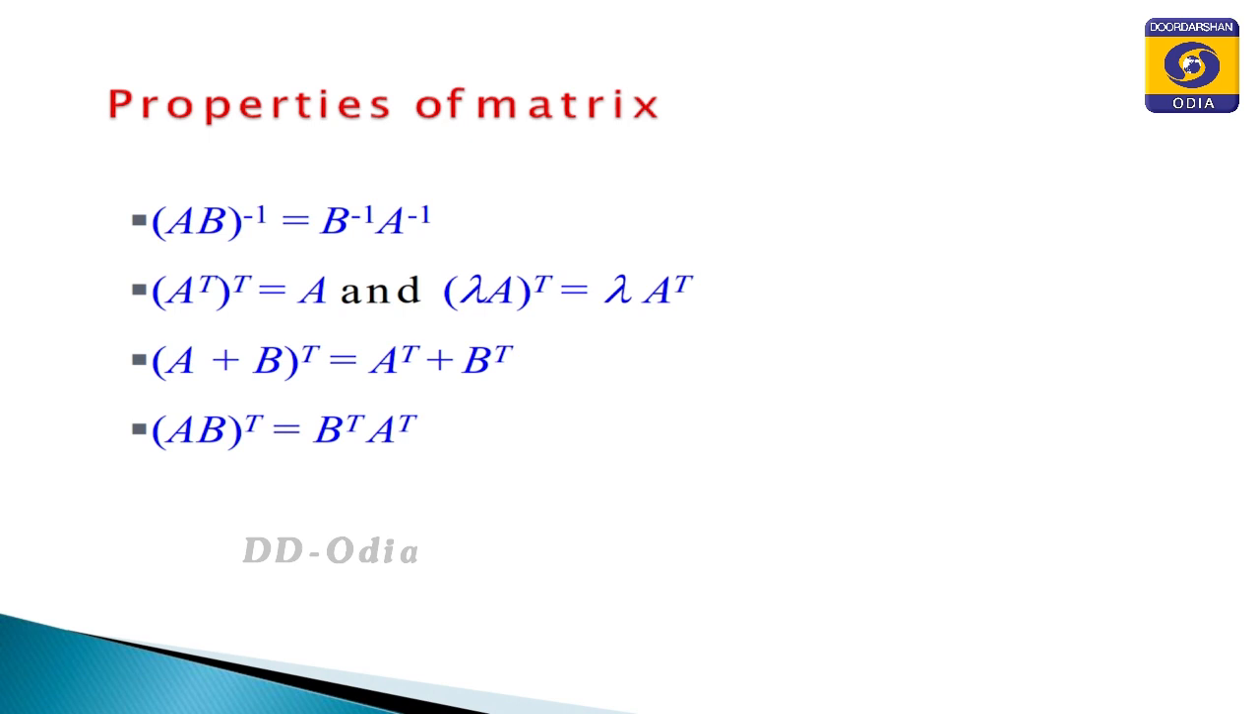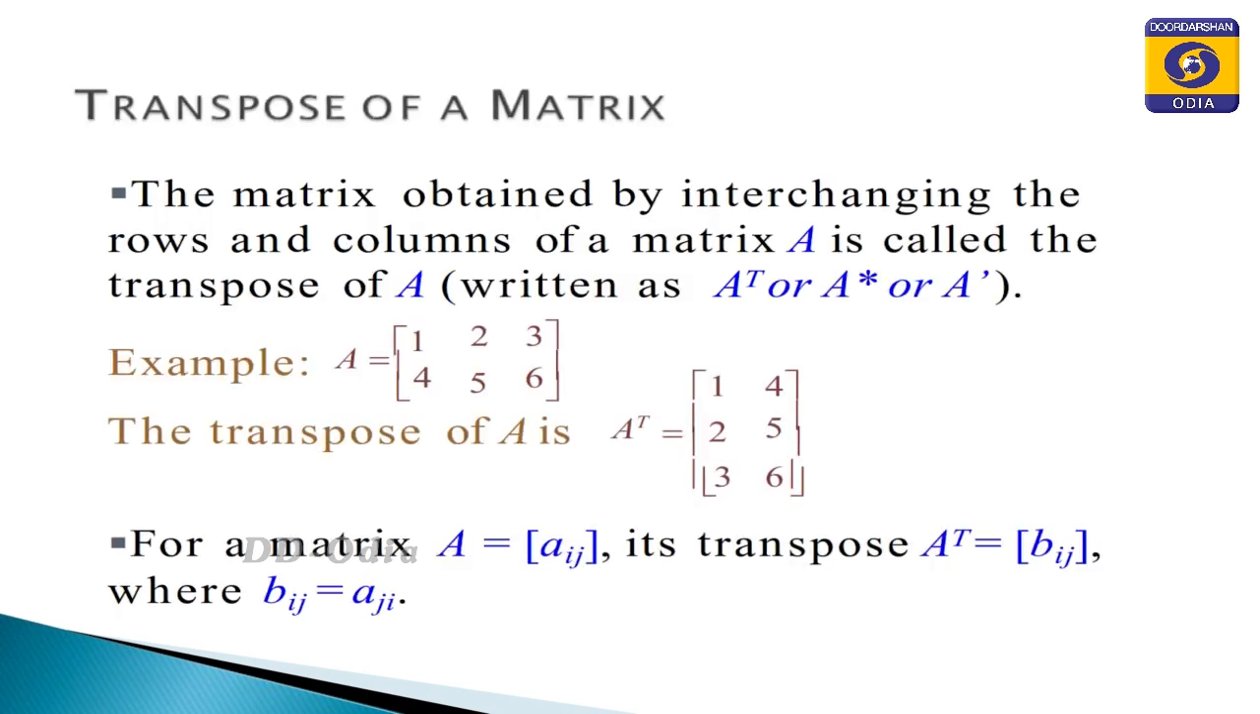Properties of matrices. Next is (AB) inverse is equal to B inverse A inverse. We will later discuss the inverse matrix. Similarly, we will later discuss the transpose of a matrix. Transpose of the transpose of a matrix A is equal to A itself. Similarly, (lambda A) transpose becomes lambda times A transpose. (A plus B) transpose becomes A transpose plus B transpose. (AB) transpose becomes B transpose A transpose, where we define the transpose of a matrix.